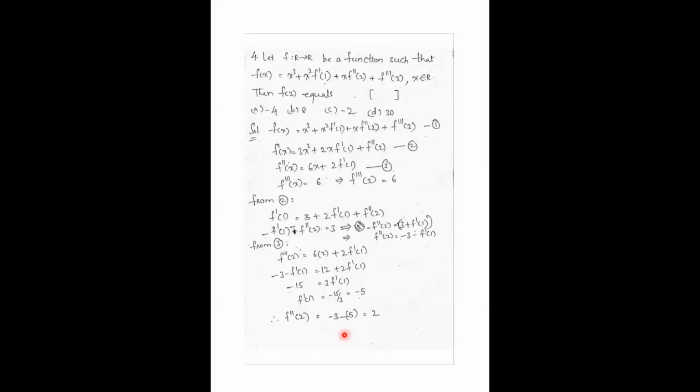Now let's move on to the fourth question. Let f be a function from R to R such that f(x) = x³ + x² f'(1) + x f''(2) + f'''(3), where x belongs to R, then f(2) equals. So the function f(x) = x³ + x² f'(1) + x f''(2) + f'''(3). Let it be equation 1.